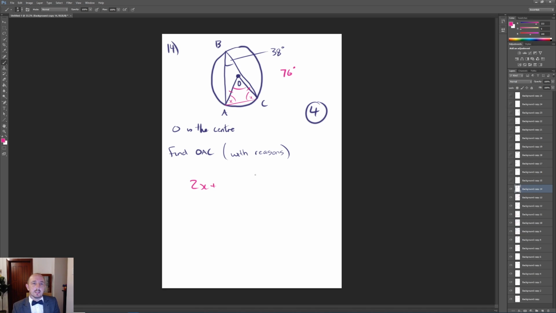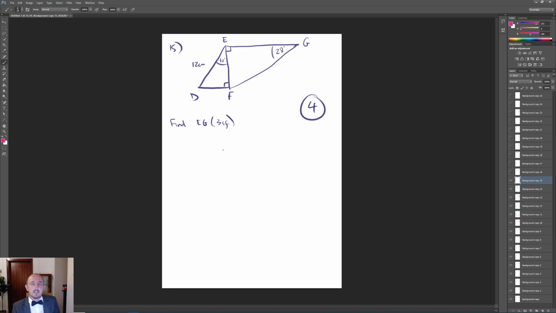2x plus 76 equals 180. 2x would be 104, and I divide both sides by 2. So x equals 52 degrees. Question 15 is going to be some trigonometry.